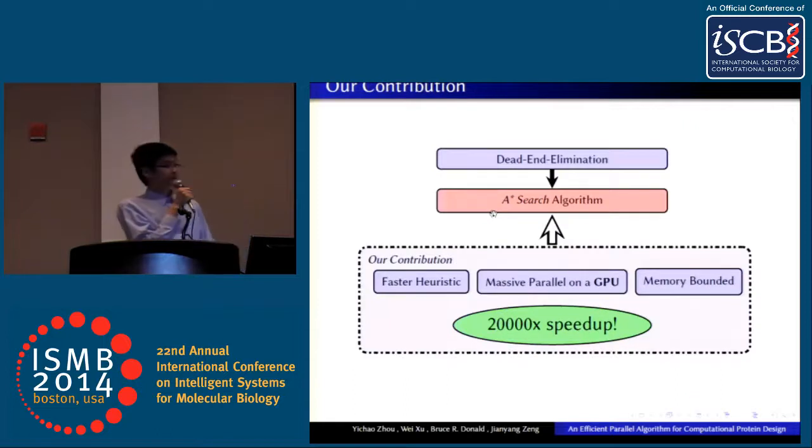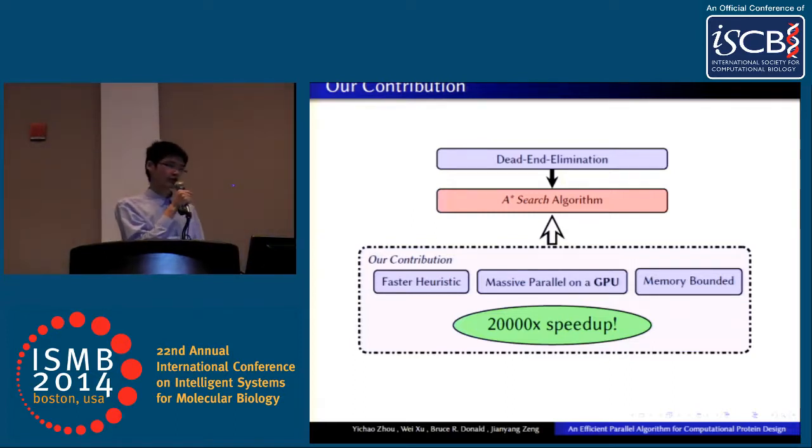Okay, the combination of the dead-end elimination with A-star search algorithm can guarantee that the global minimum energy conformation will be found. However, in the worst case, the A-star search algorithm still runs in exponential time. Thus, further optimization is needed.